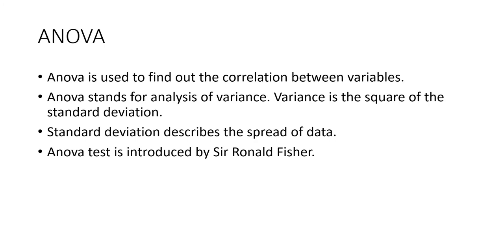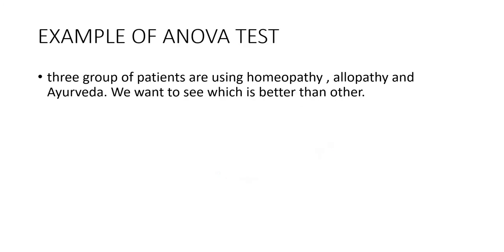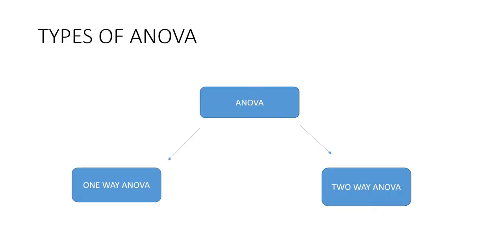Simple. ANOVA stands for analysis of variance. Variance, you know, is the square of standard deviation. Standard deviation is used to find out the spread of data. ANOVA was introduced by Sir Ronald Fisher. It's very important. This scientist really introduced ANOVA. One simple example of an ANOVA test is given three groups of patients treated with homeopathy, allopathy, and Ayurveda. We want to see which methodology is better. Then we can go for an ANOVA test like that.